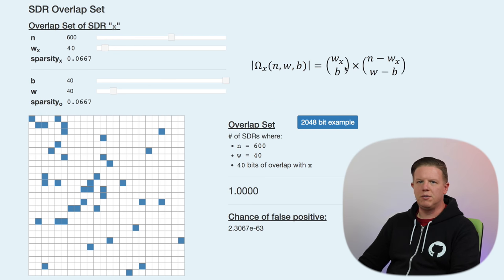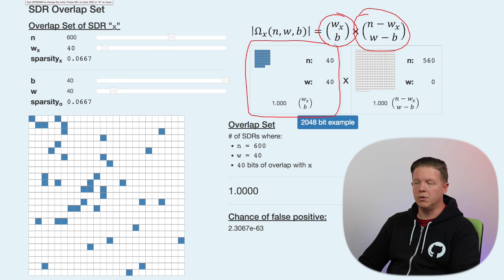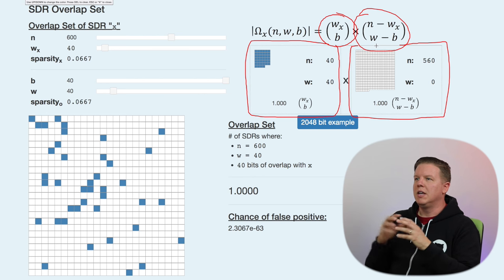So let's dig into this formula a little bit and try and make it intuitive. So what we have here is we've split this formula up into products. This is the product of these two terms. The left term is in this box on the left, and we are multiplying it by the right term, which is in this box on the right. And the way to think about this is the left side is the on bit space, the right side is the off bit space for this SDR.